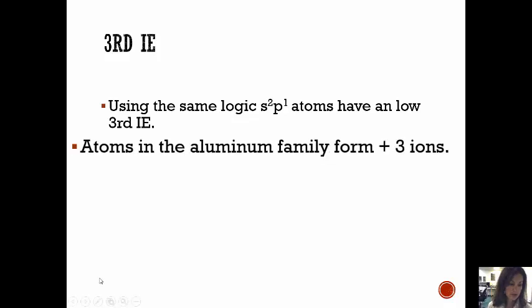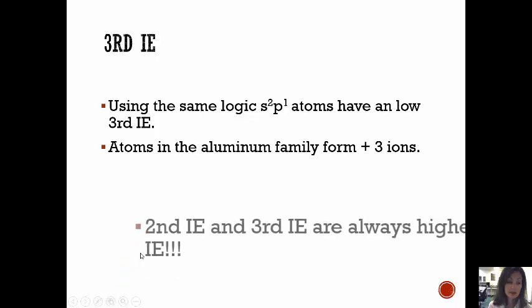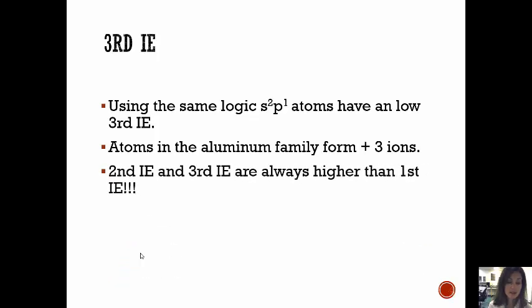Okay, so atoms in the aluminum family form 3+ ions. The second and the third ionization energies, like I said, are always higher than the first, but sometimes the jump's just not that big between the first and the second ionization energy. And if you look at why, a lot of times that second ionization energy might cause an atom to achieve noble gas configuration, or something along those lines.